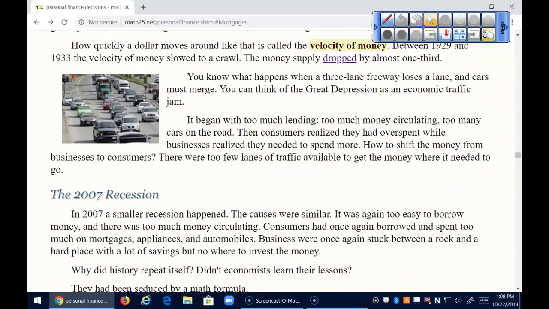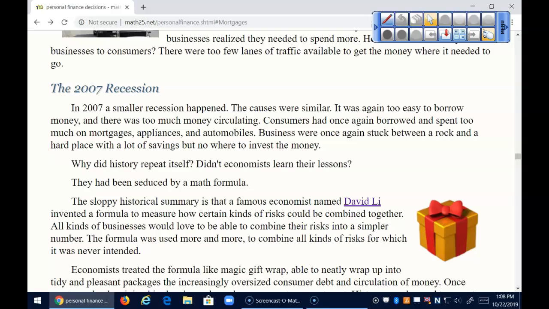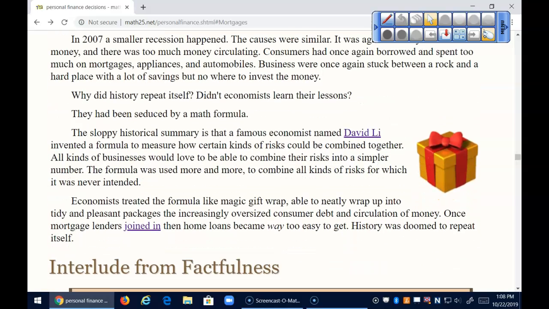And the 2000s recession was similar, except instead of cars and TVs, it was too easy to get mortgages. And so everyone had spent too much on mortgages. And again, the same things happened where the velocity of money had problems. And why that happened was because of a math formula.